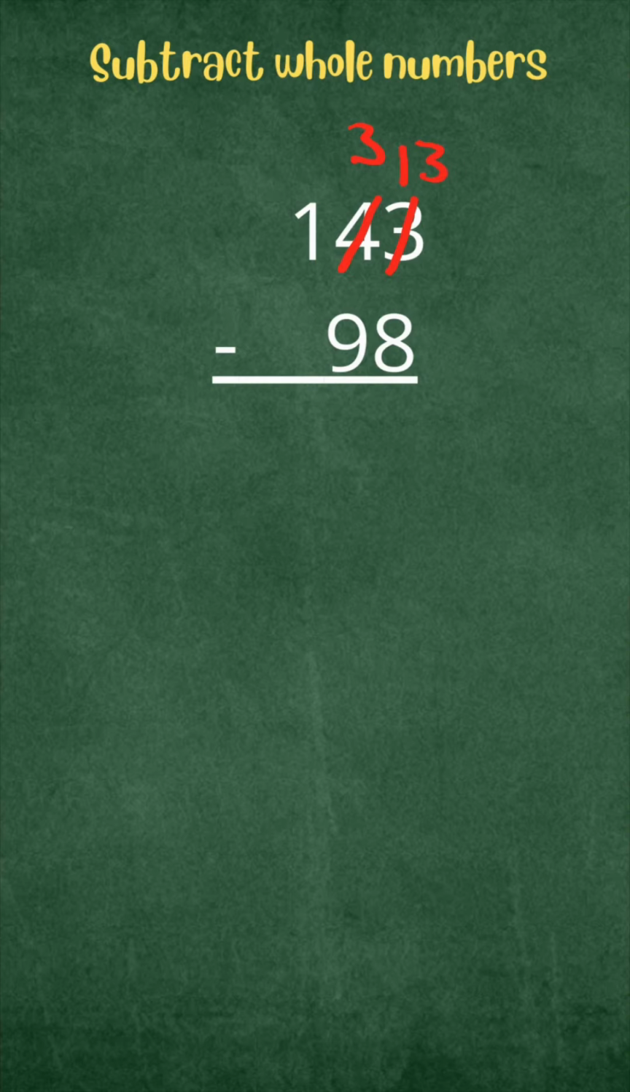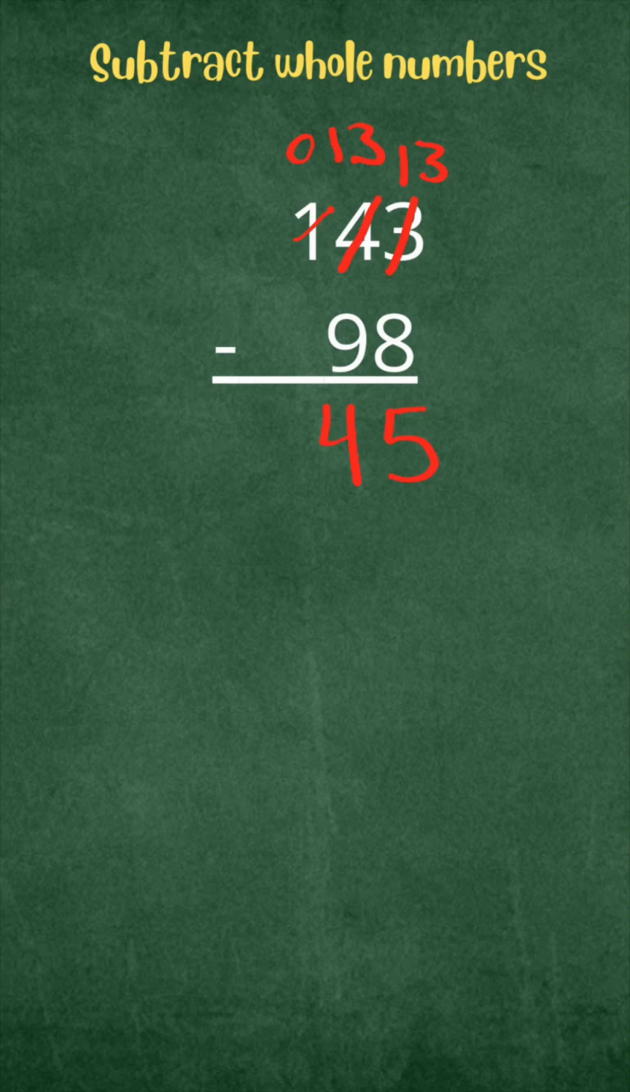Okay, now we can subtract that. So 13 minus 8 is 5. Now let's look at the second column here. It's 3 minus 9. Again, we cannot subtract 9 from 3, so we have to borrow again. So I'm going to cross off the 1. That becomes a 0. And we're going to add 10 to that 3, so that 3 just becomes a 13. Now we can subtract. 13 minus 9 is 4. So our answer is 45.